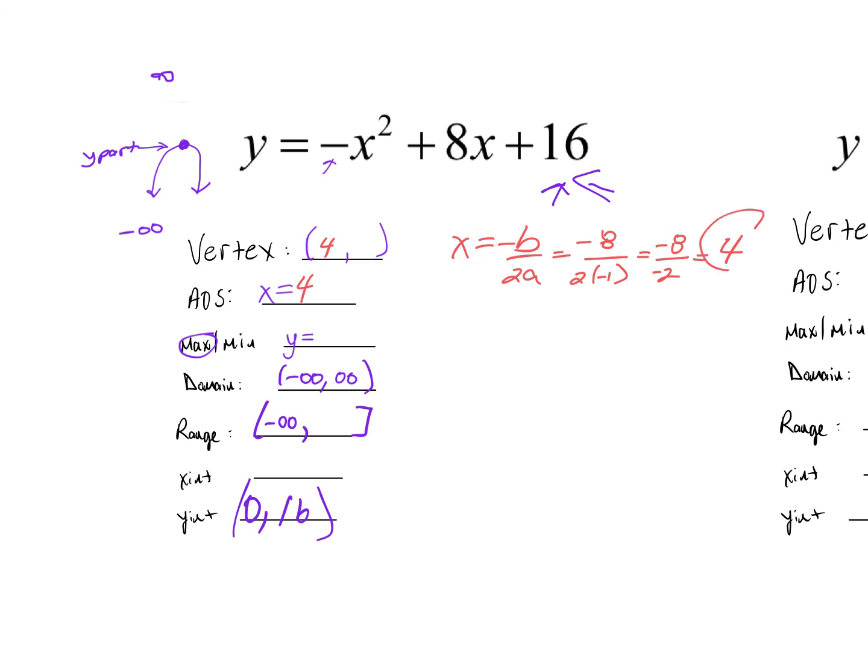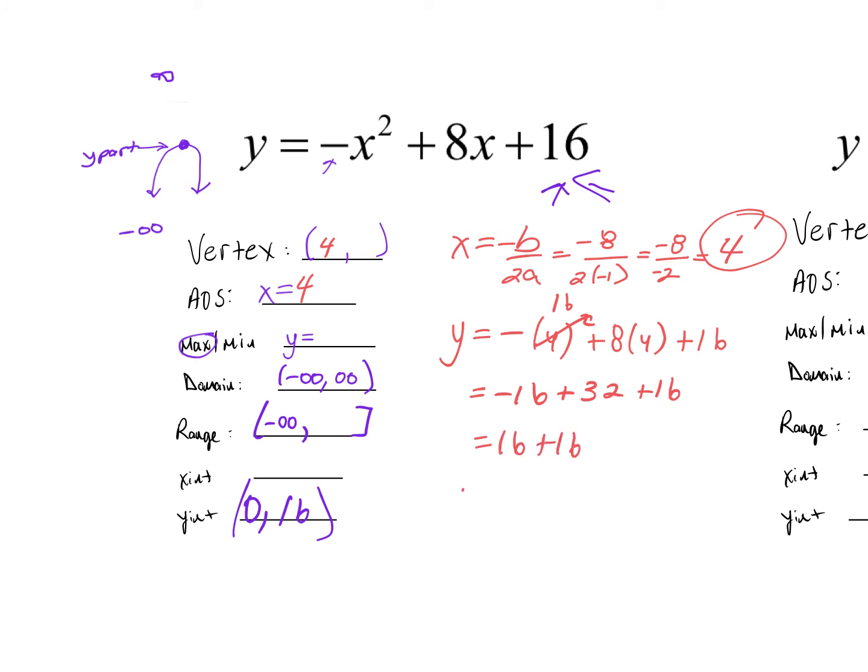Now I'm going to take this value of 4 and plug it back into my equation to find y. So y equals negative 4 squared plus 8 times 4 plus 16. 4 squared is 16. That negative is on the outside, so it's negative 16 plus 32 plus 16. What's negative 16 plus 32? 16 plus 16 is 32. I'm not asking you to graph this, guys. So my vertex is at 4 comma 32.